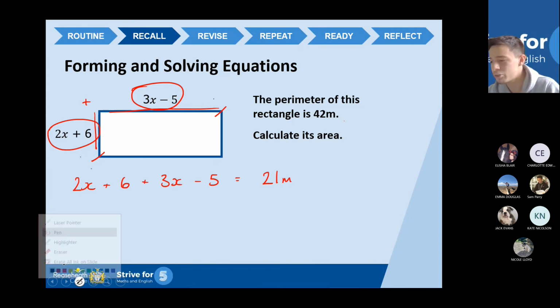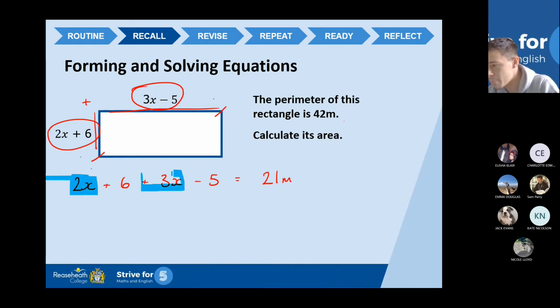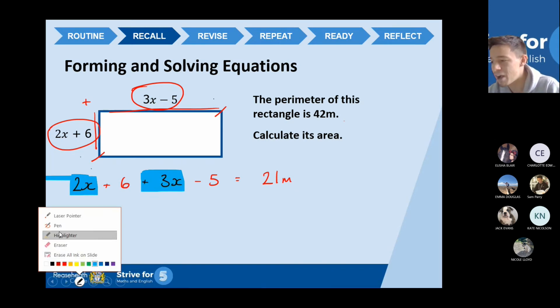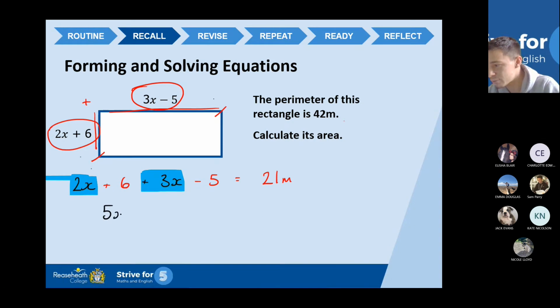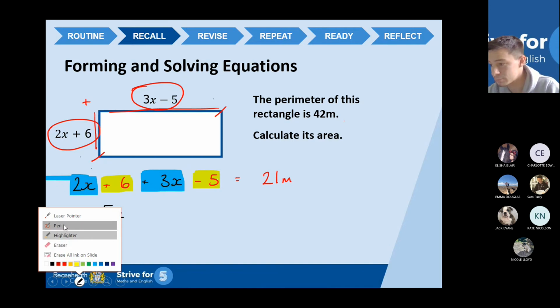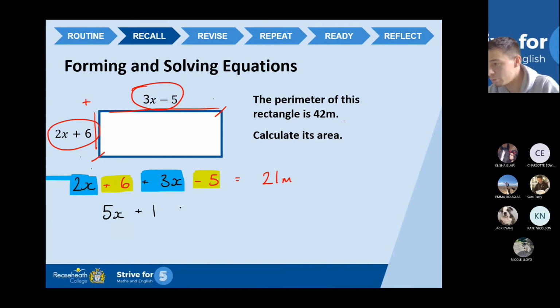Let's group them together. I'm going to use the highlighter here because I think it's a bit better. So 2x plus 3x. What is 2x plus 3x? It's going to give me 5x. Then what am I going to be left with? The whole numbers. I've got 6 minus 5. What is 6 minus 5? 1. Excellent. So it's going to be plus 1. 5x plus 1 equals 21 meters.